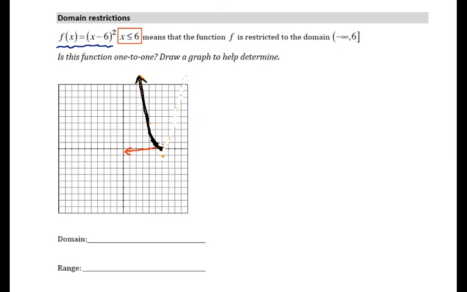So it is possible to make a quadratic function, for example, or pretty much any function one-to-one by restricting its domain. We can see that the domain here is the set we were given. X is less than or equal to 6 is the same thing as the interval from negative infinity to 6. And the range here is from 0 to infinity.